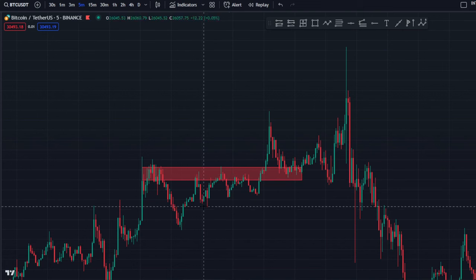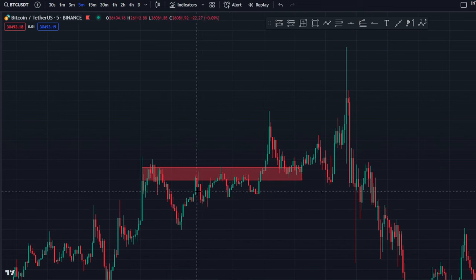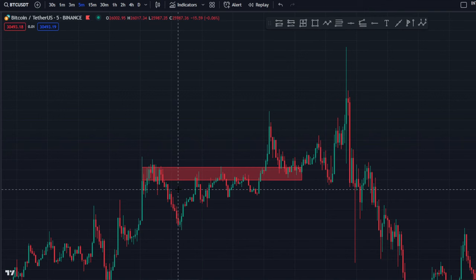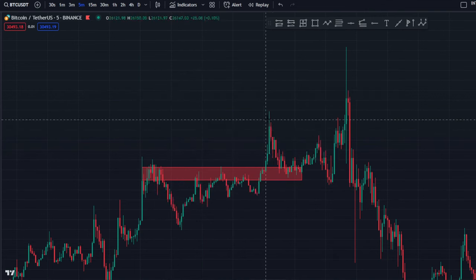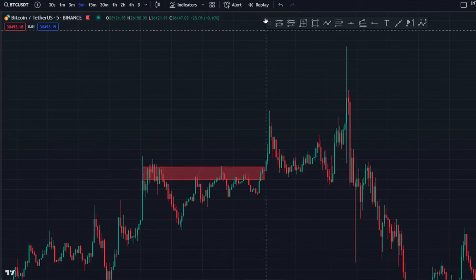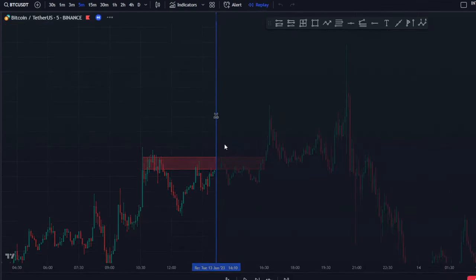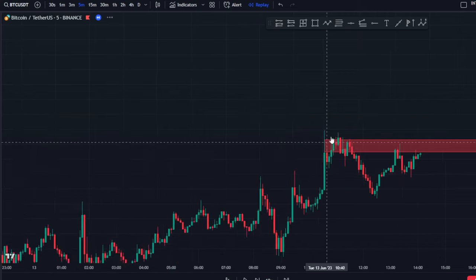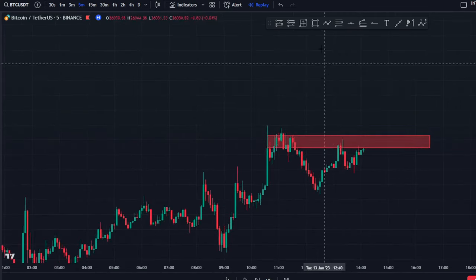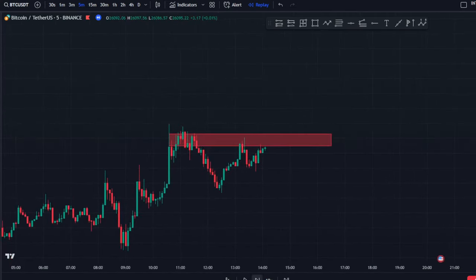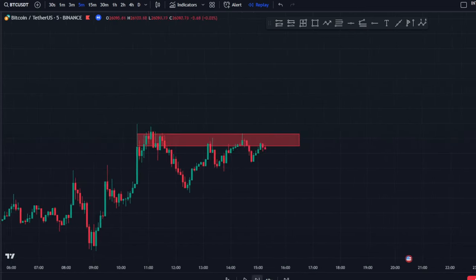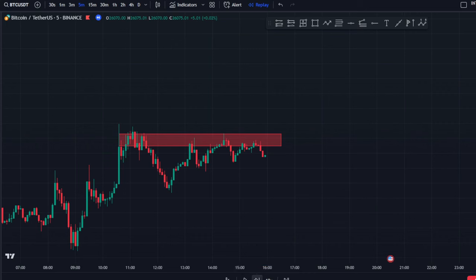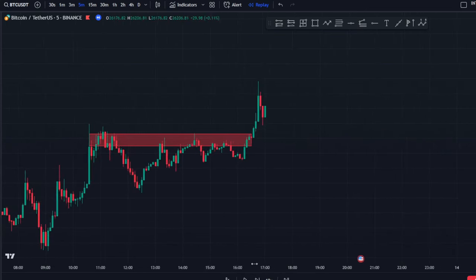The next step, after you identify the area of resistance, is to wait for price to break through the area of resistance, which is what we have here. So let's say we look on the replay mode. You see that price recently rejected this area, rejected again. Now you want to wait for price to break through the area. Here it got rejected again. Wait for price to break through, which is what we have here.